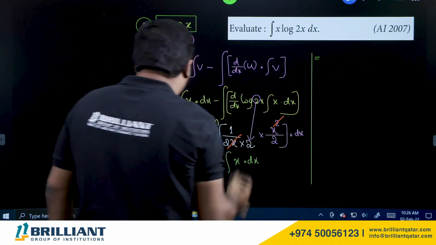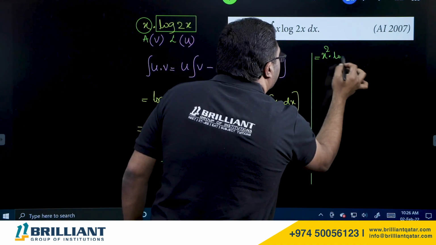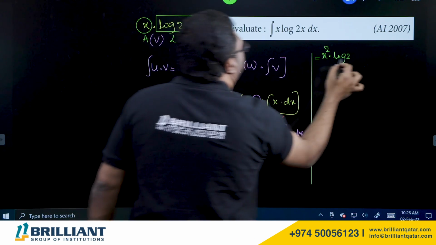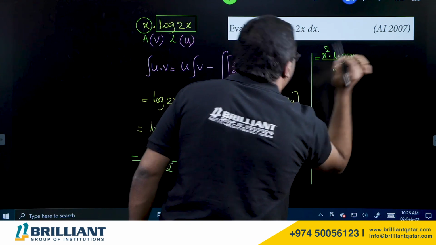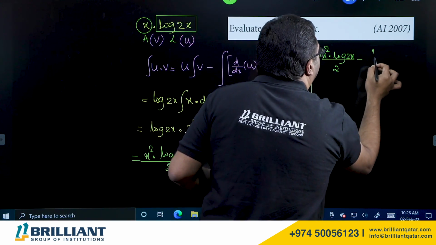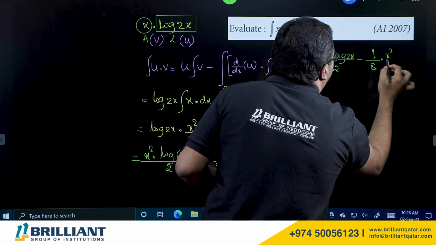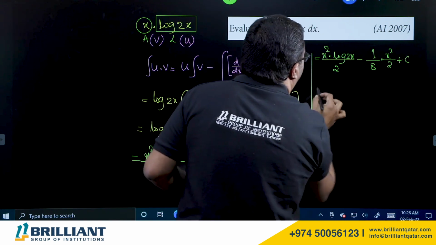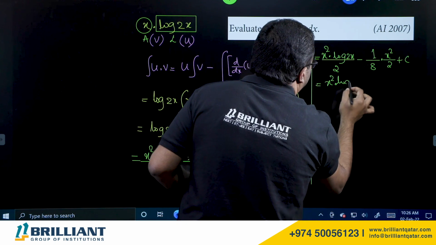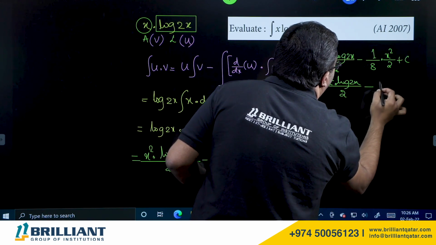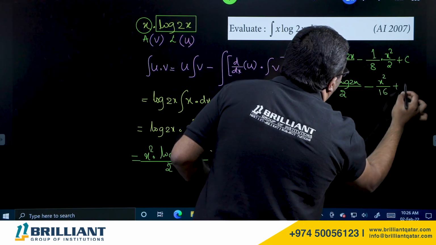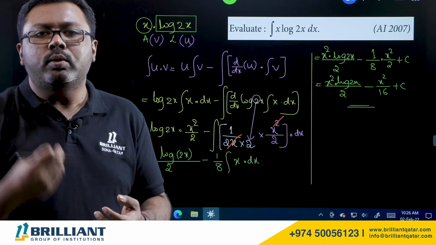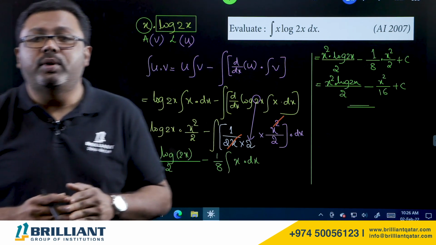We are going to write the final answer, that is equal to x squared log 2x divided by 2 minus 1 by 8 into x squared divided by 2 plus c. Finally, simplified form: x squared log 2x divided by 2 minus x squared by 16 plus c. Since this is the first question, I explained so much in detail. Now we can directly select u and v. We have to be only concentrating on what happens during the integration.